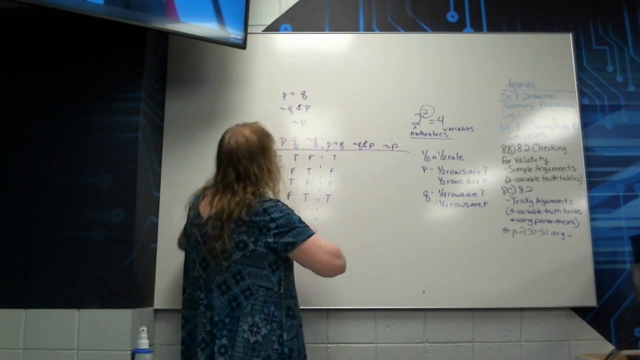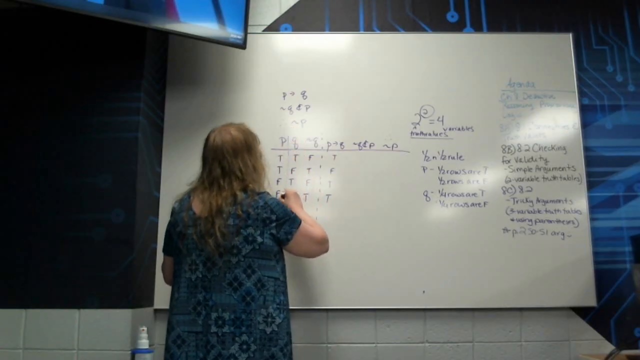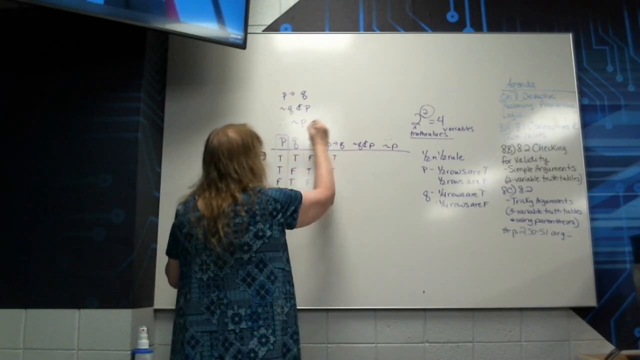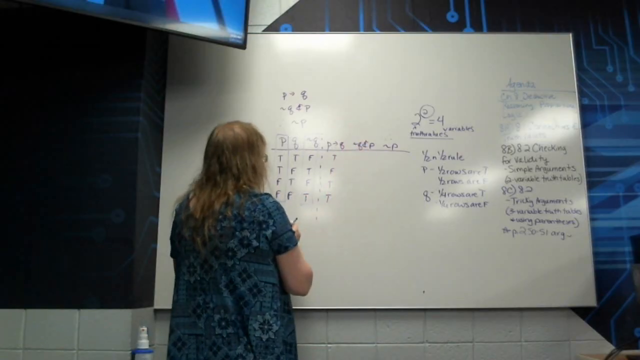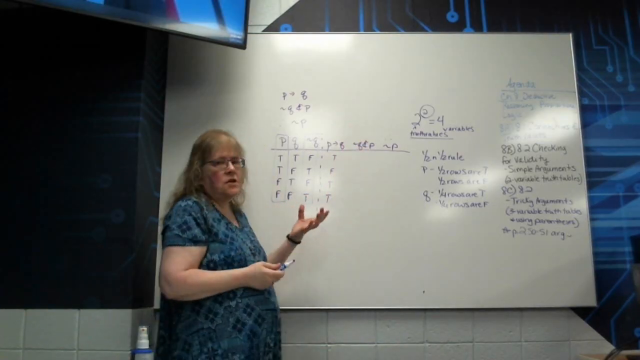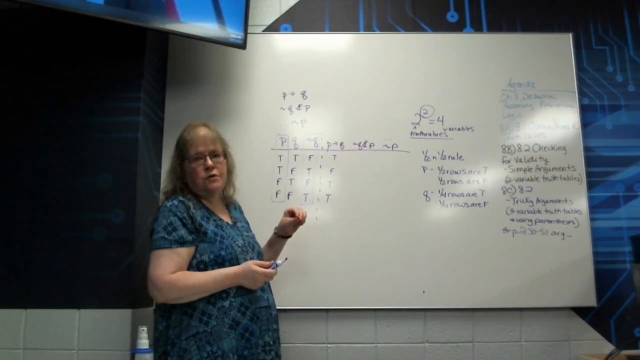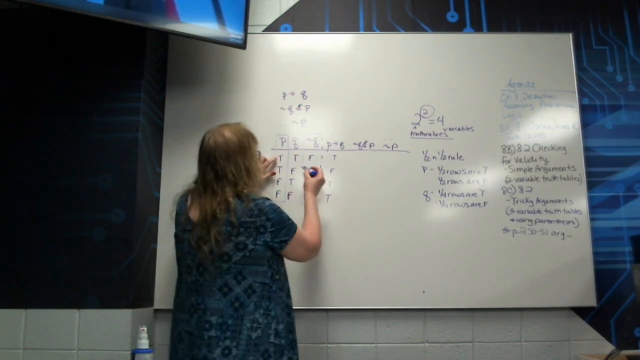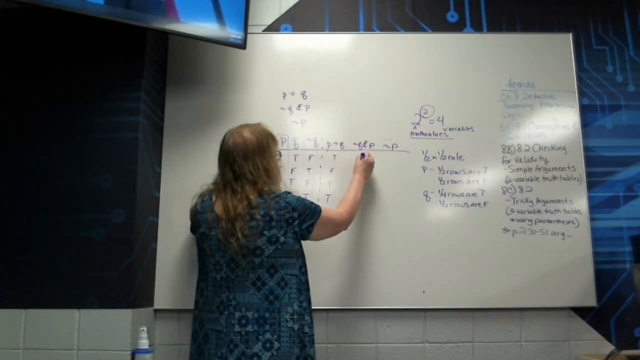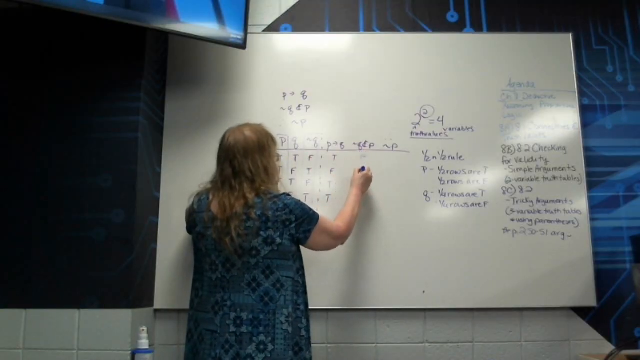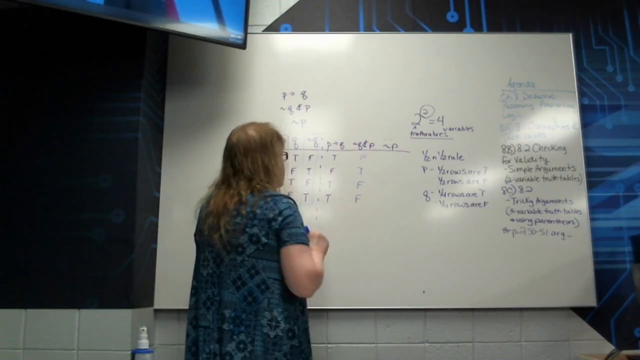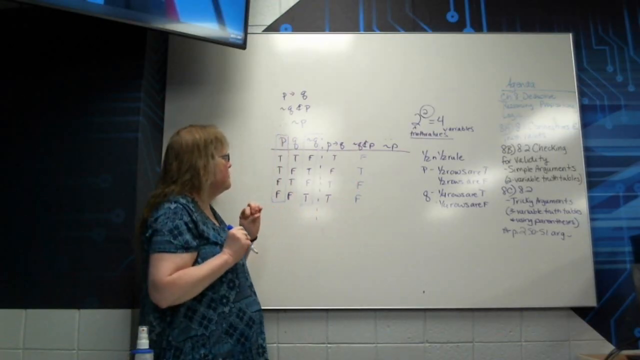outside edges. So I want to look at this column and this column and put the answer over here. So remember, with a conjunction, the only one that's true is when they're both true. Okay, so I have true and false, so that's false. True and true, false and false, false and true. Okay, so far so good.